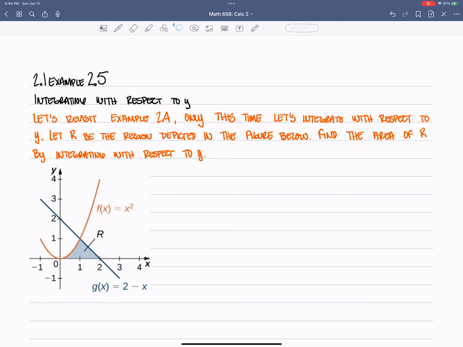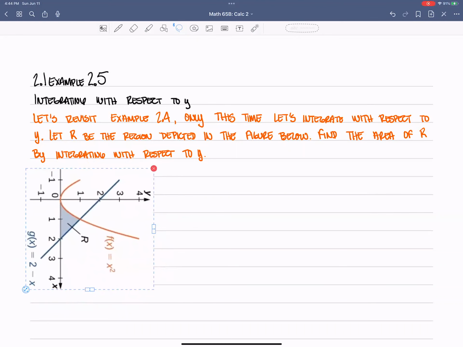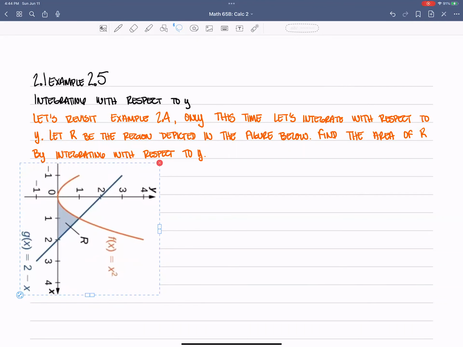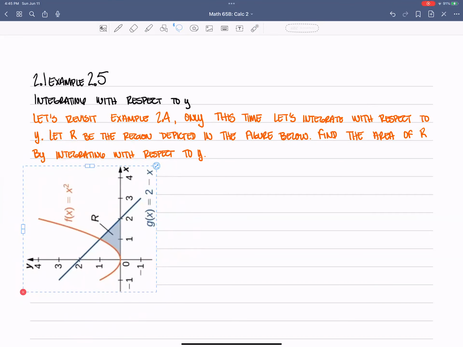That sounds like fun. Okay, so could we integrate with respect to y? Let's turn this on its side so we can see. Now we just have to find a function in terms of y instead of x, but it makes it a lot easier here. Looking at this, we have this top function. Let me see, if I turn it the other way, would it make more sense? Makes a little bit more sense.